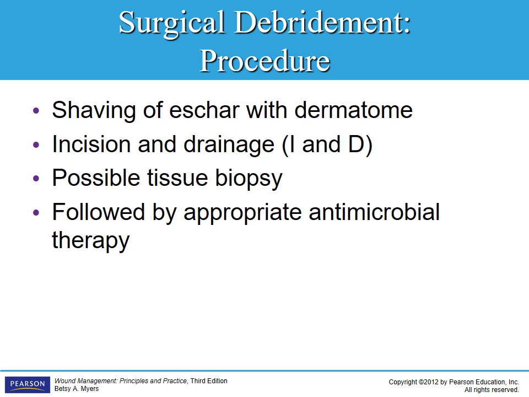So what they do is they go in and they can shave eschar. They can do an incision and drainage where they just open up the whole area, so that if you had tunneling or you had undermining, they can just literally cut everything off, so it opens it up into one large wound bed that can then start to heal. They can also do tissue biopsy if they're not quite sure what's going on within the wound. And then always surgical debridement is followed by appropriate antimicrobial therapy.